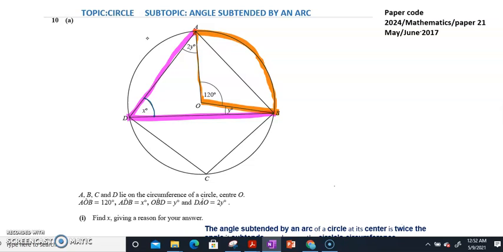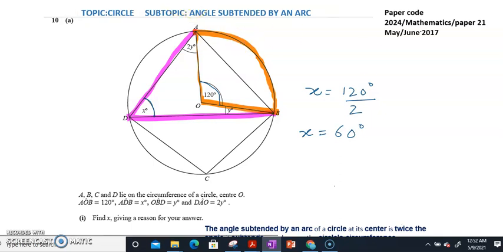Now we have a rule that the angle subtended by an arc at the center of the circle is always double than the angle subtended at the circumference of the circle. It means that if the angle at the center is 120 degrees, then the angle at the circumference will be half of it. So to find X, we write like this: 120 degrees divided by 2. So X is 60 degrees.